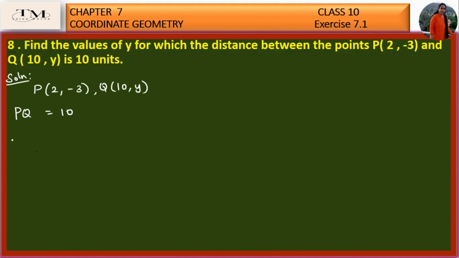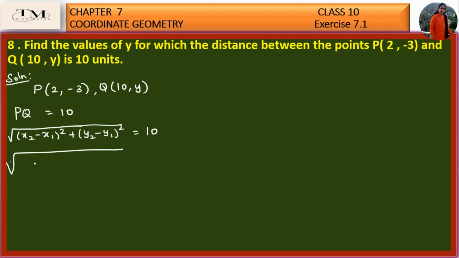So what is the distance formula? The distance formula is nothing but the square root of x2 minus x1 whole square plus y2 minus y1 whole square. So its answer is equal to 10. Applying this formula we will get 10 minus 2 whole square plus y2, that is y, minus y1, that is minus 3, whole square, equal to 10.